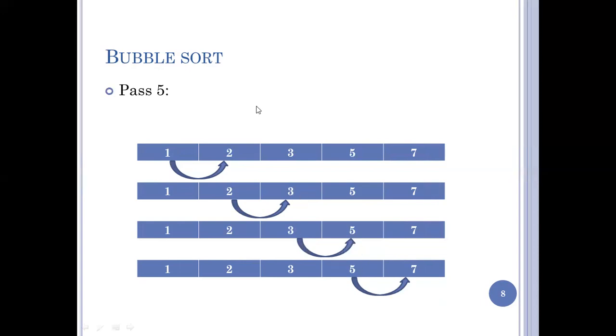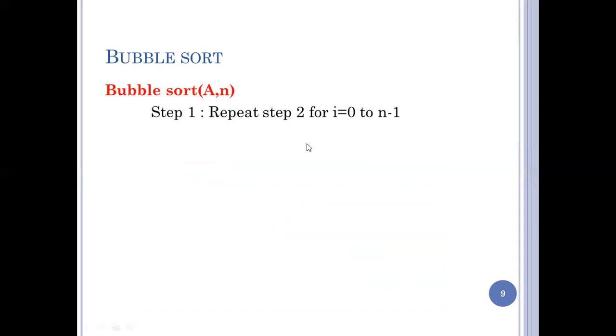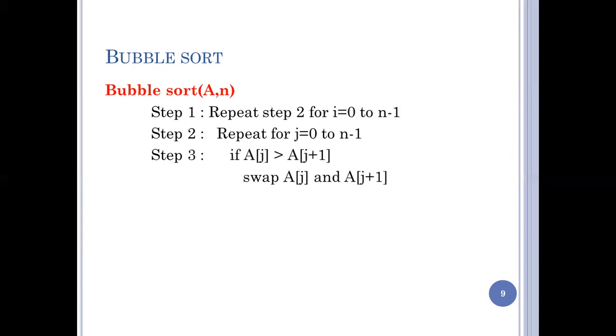Okay, and the general pseudocode for this bubble sort is a nested for loop. Okay, so first step, I'm going to repeat for i equal to 0 to n minus 1 number of steps. Okay, so this is your outer for loop for the number of iterations. And the inner for loop for swapping, we are going to repeat for j equal to 0 to n minus 1. And what we are going to do, we are going to compare the jth element with the j plus 1 element, and if the jth element is greater than j plus 1, we are going to swap it.